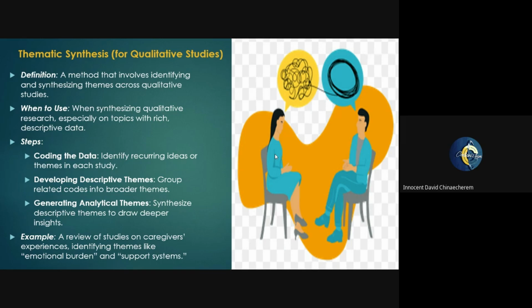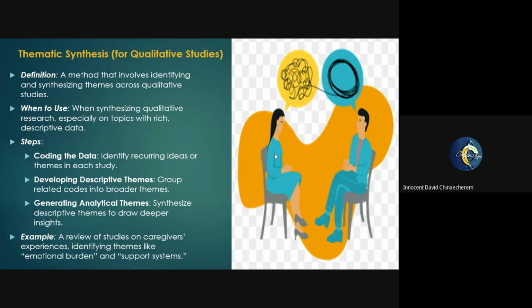Some of the steps could be: you start by coding the data, checking recurrent themes across each of those included studies. You now develop a group of related codes, broader themes, and analyze them to come up with your themes. Then you're able to write up your synthesis. It's similar to the narrative synthesis, but the thematic synthesis focuses mostly on qualitative studies, whereas the narrative most times can combine various approaches. So you don't have to be confused by the word themes, but here it's largely for qualitative studies, where you can even use quotes while discussing.